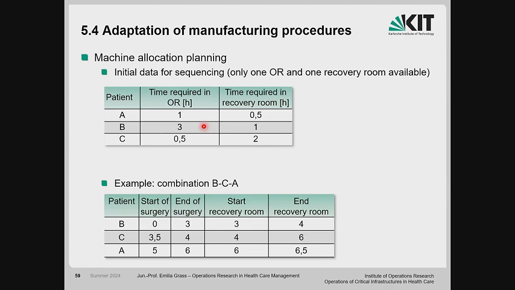So the example is, let's see the combination and start with B, then C, and A. B starts at, let's say, 8 a.m. and requires 3 hours. So the end of surgery is 3. He can instantly start with a recovery. It takes 1 hour for the patient to recover, for patient B. And C is now starting at 3.5. Why? The surgery of B ends at 3.